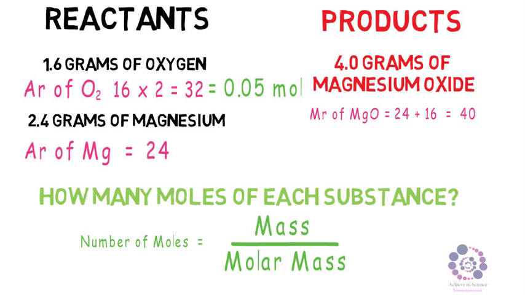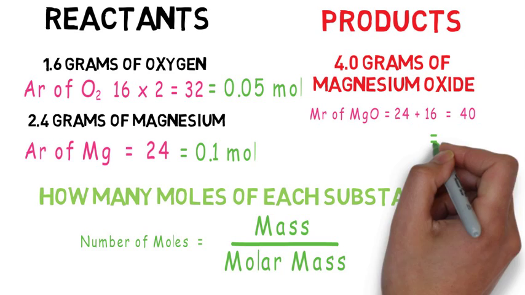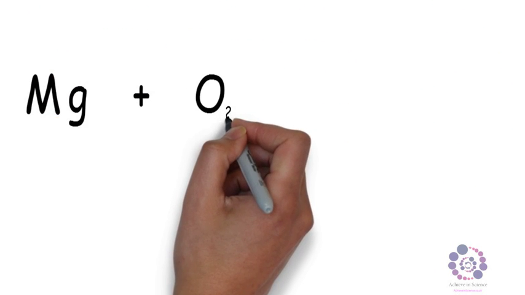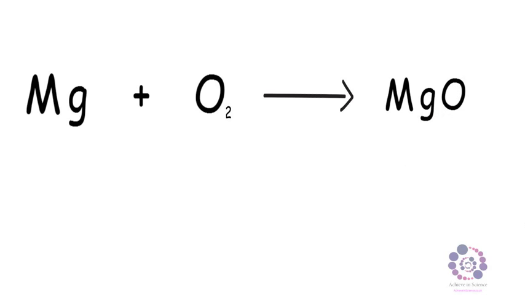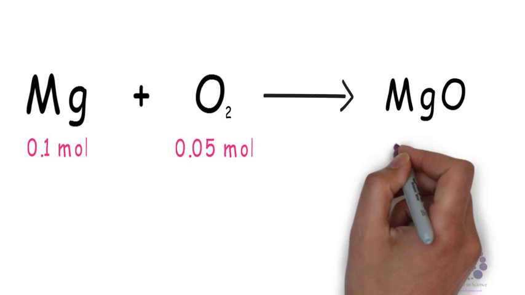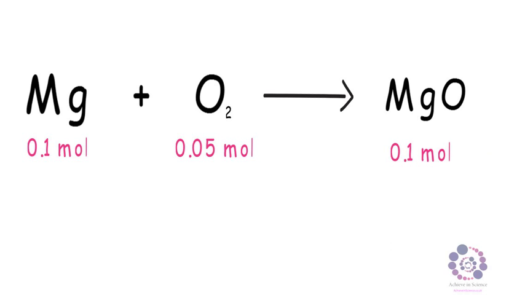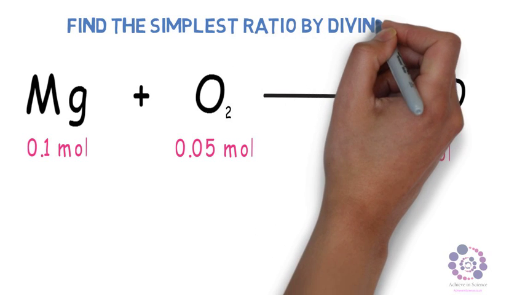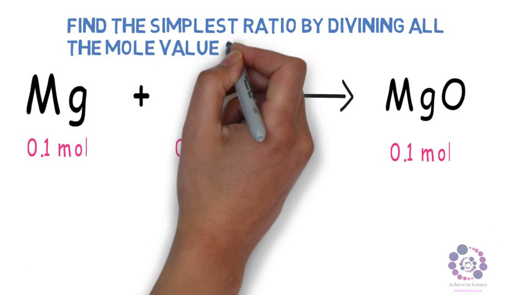You can therefore work out 2.4 divided by 24 means you have 0.1 moles of magnesium, and also you have 0.1 moles of magnesium oxide being produced. So therefore let's simplify this a little bit more. In the reaction you have magnesium reacting with oxygen to produce magnesium oxide. You have 0.1 moles of magnesium reacting with 0.05 moles of oxygen to produce 0.1 moles of magnesium oxide.